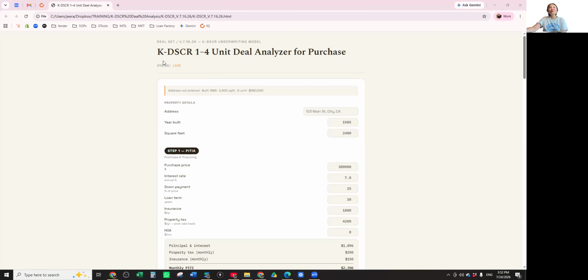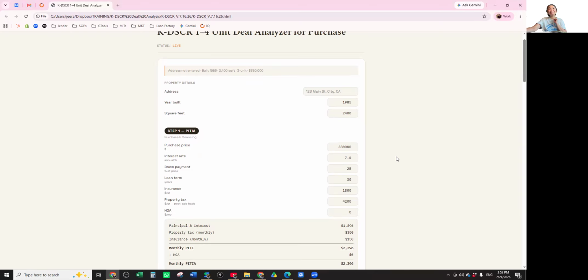First, this analyzer is designed for 1 to 4 units, small multifamily. Anything over 4 units technically falls under commercial loan rules, which have different guidelines. This DSCR loan is designed specifically for small multifamily residential guidelines. So I just want to be clear, this is number one.